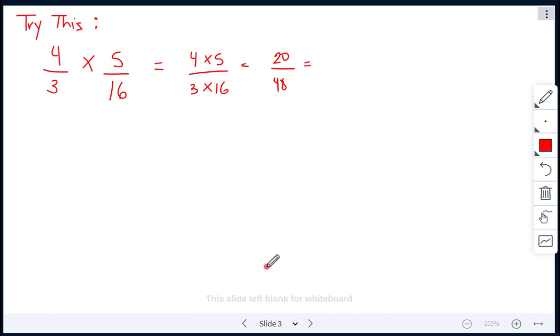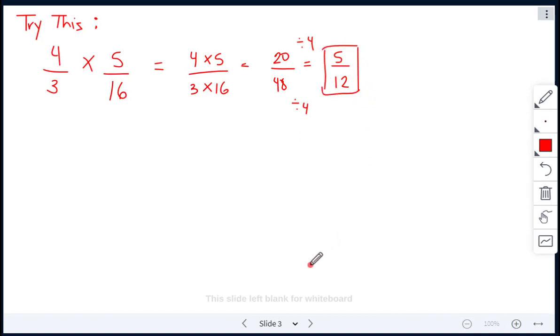All right, so we can reduce by dividing by 4, top and bottom. Divide by 4. So 20 divided by 4 gives me 5, and then 48 divided by 4 gives me 12. All right, so we get our answer of 5 over 12.